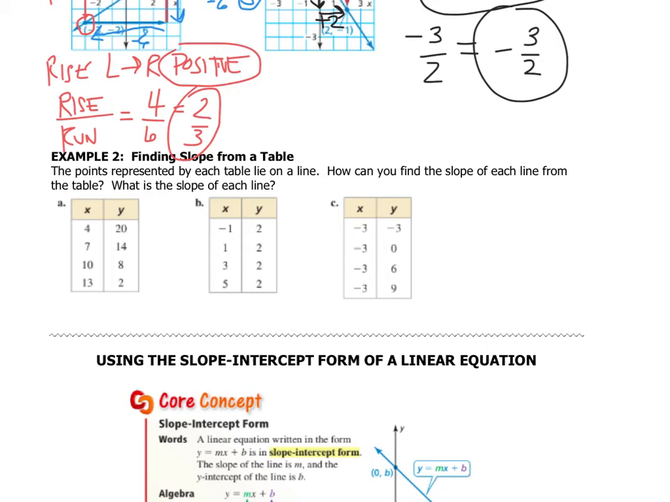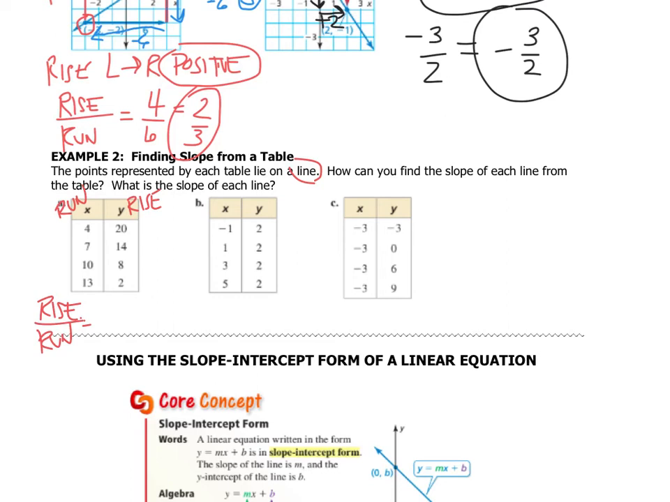So remember, my y value rhymes with rise, and the x is the run. Because we are told that this is a line, they lie on a line, I should have a constant rate of change. So again, we're going to be looking for rise over run. First, let's focus on the y's and the rise.